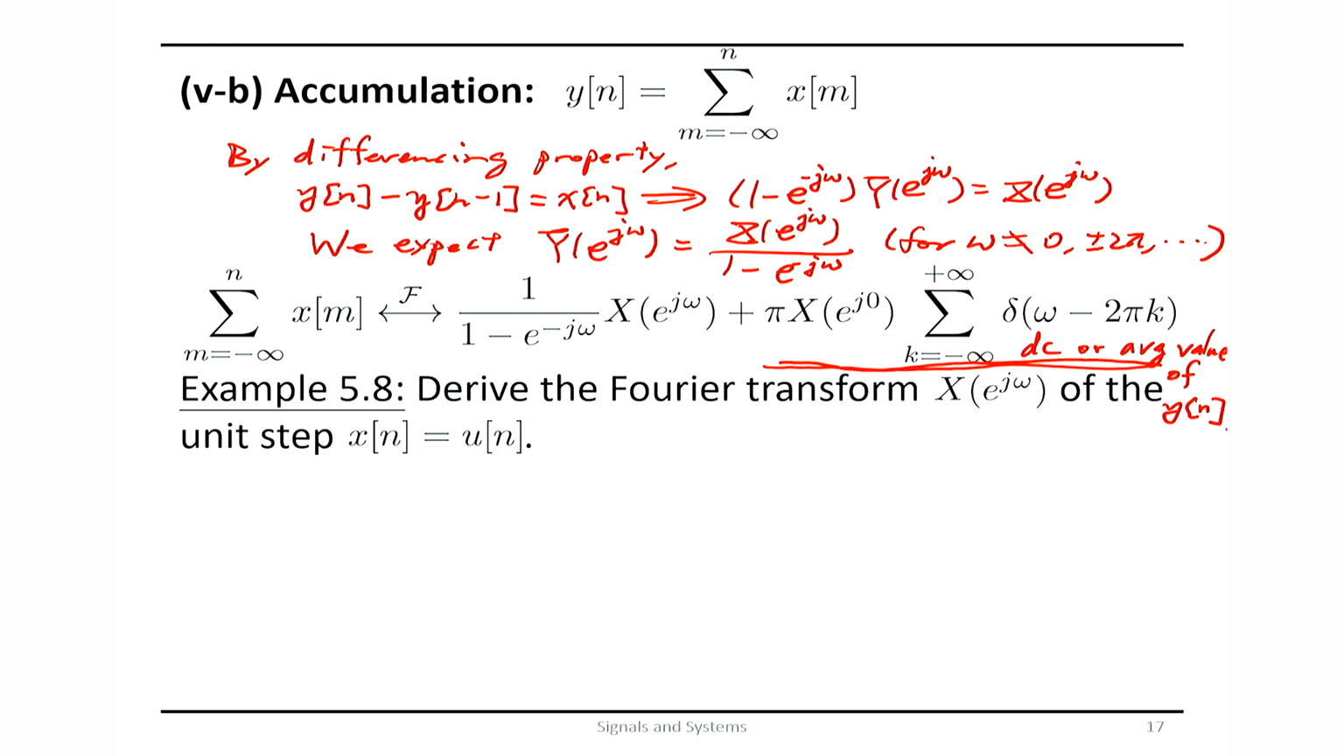Now, a typical example of a signal obtained from accumulation is the unit step function. Because for a unit step function, you can view it as an accumulation of delta functions. So let's first define the function g as this delta function. And a delta function has a Fourier transform that is just 1.